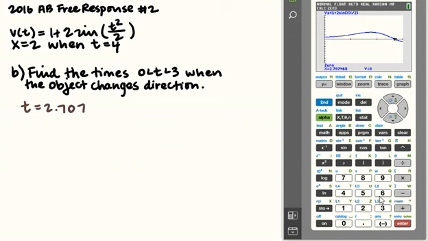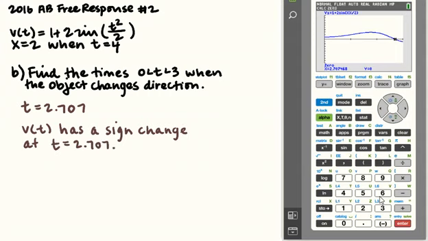But are we going to be sitting there on the free response section of the AP exam and just write t equals 2.707? Of course not. We're going to have to justify our answer. So I'm going to say exactly what was said to me: it changed direction because V of t changed signs. Something to that effect.